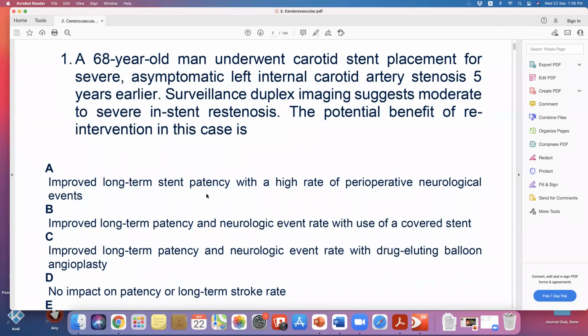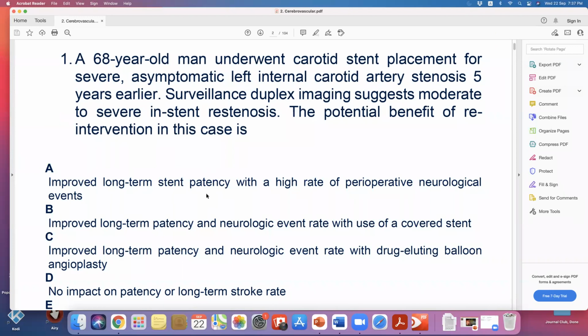A 68 years old man underwent carotid stent placement for severe asymptomatic left internal carotid artery stenosis 5 years earlier. Surveillance duplex imaging suggests moderate to severe in-stent restenosis. The potential benefit of re-intervention in this case is... So we are talking about a previous carotid artery stenting 5 years ago, and the follow-up duplex showing in-stent stenosis. Correct. And the patient is asymptomatic. He was asymptomatic, yes, he's still asymptomatic. You didn't mention any symptoms, so we presume he's asymptomatic, correct?